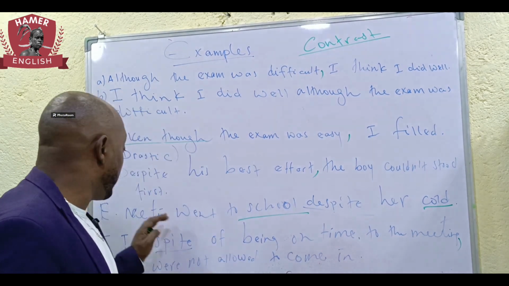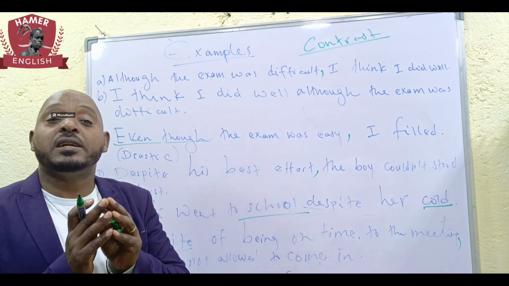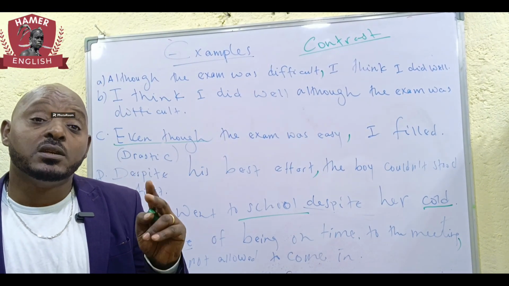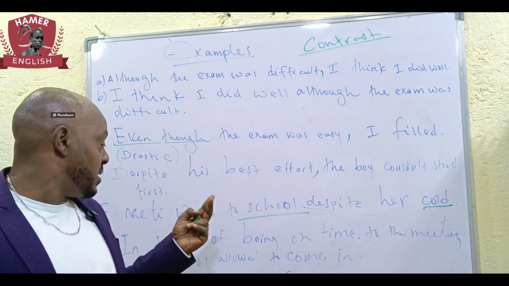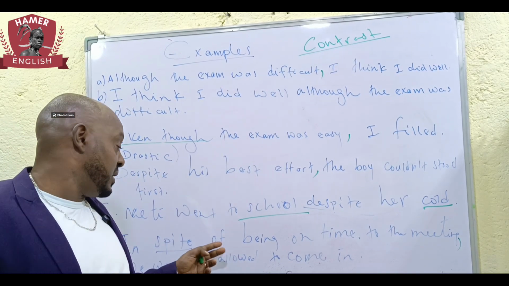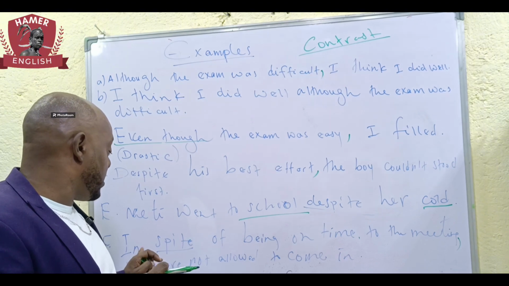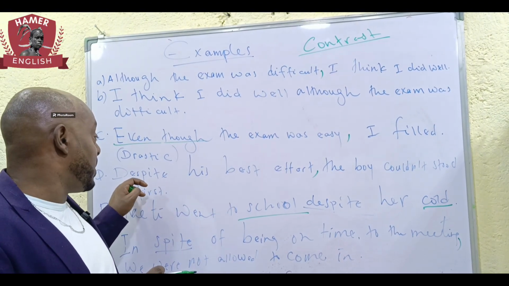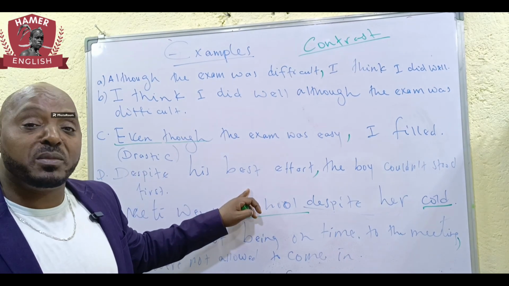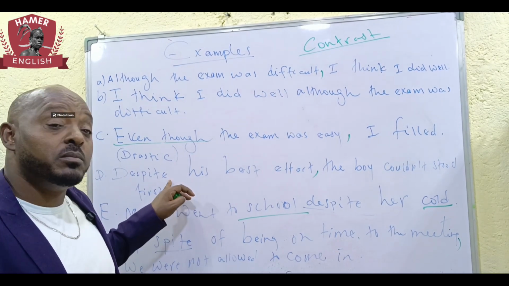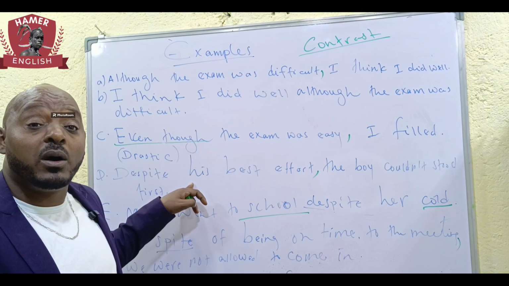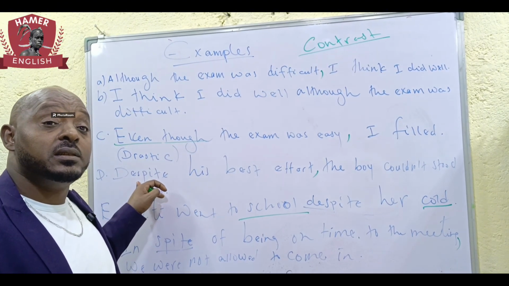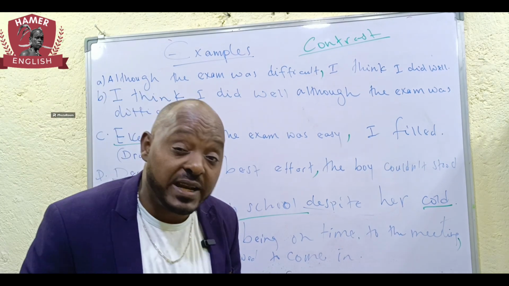By the way, one more thing I would like to remind you: the only difference between despite and in spite is that despite is one word, and in spite of is three words. The common mistake people make is saying despite of. Never say that. Despite is used alone. This is all about although, though, even though, and despite, including in spite of.